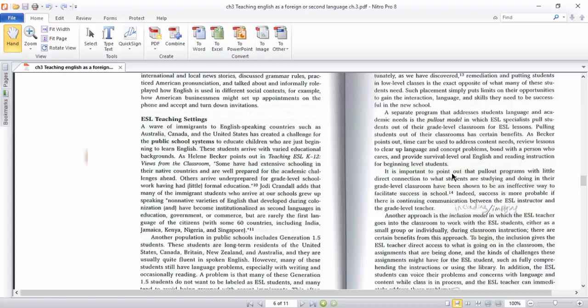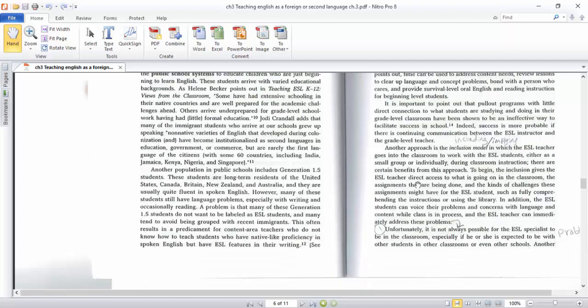It is important to point out that pull-out programs with little direct connection to what students are studying and doing in their grade level classroom have been shown to be an effective way to facilitate success in school. So we have another approach, what is it? The inclusion model. Inclusion means including, as I mentioned here, the inclusion program or inclusion model. This is another approach in which the ESL teacher goes into the classroom to work with the ESL students, either as a small group or individually.